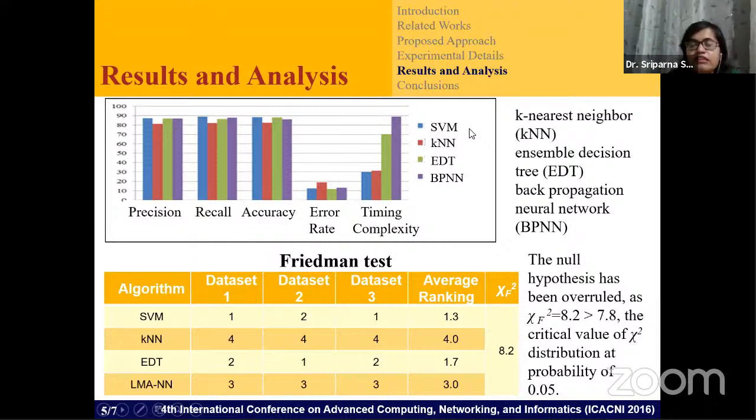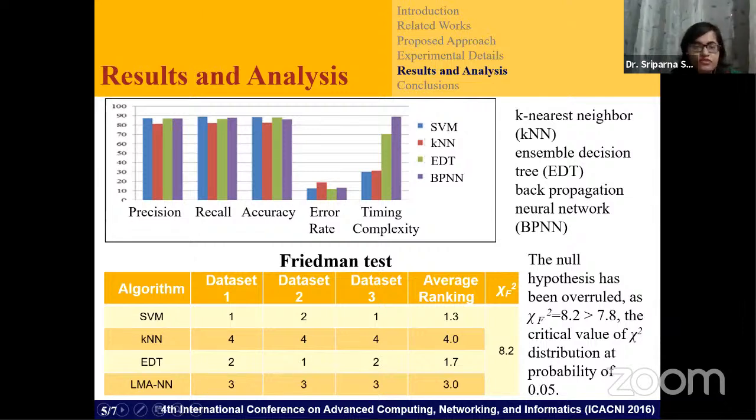Now, as already discussed in the last lecture, our experiment can give us very good results. But whenever we are publishing any paper, we have to compare it with other existing algorithms. For this scenario, we have compared with other existing algorithms like KNN, k-nearest neighbor, ensemble decision tree, that is EDT, and backpropagation neural network. And here you can check the backpropagation neural network has equal and sometimes better results for these 4 performance metrics, that is precision, recall, accuracy, and error.